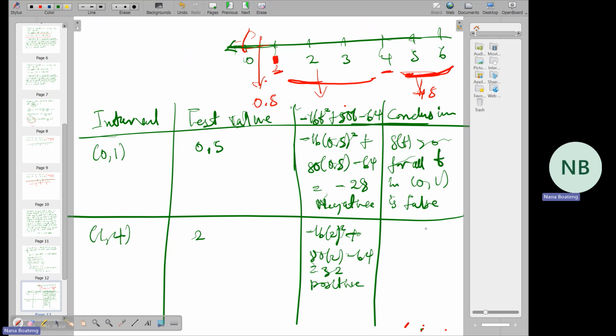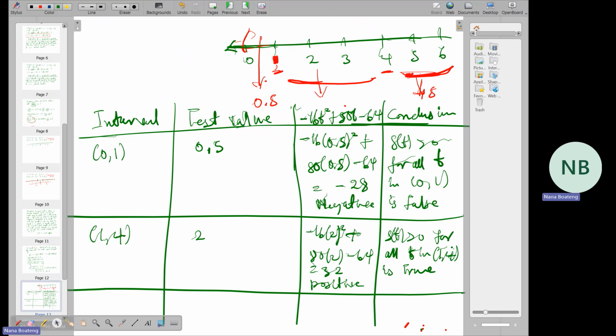So the statement s of t greater than 0 for all t in 1, 4 is true. This is true.